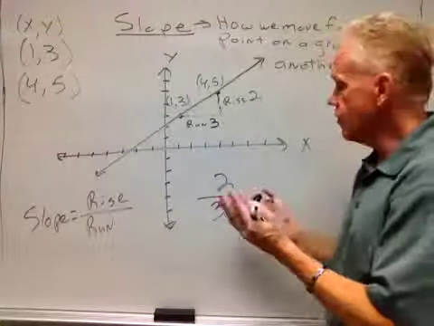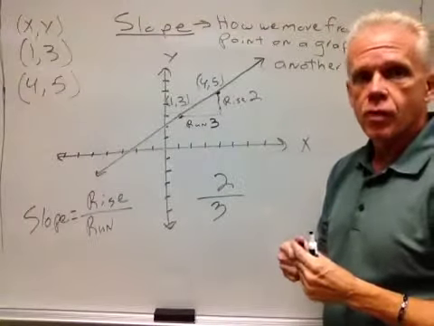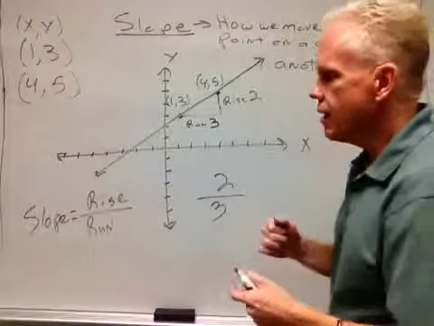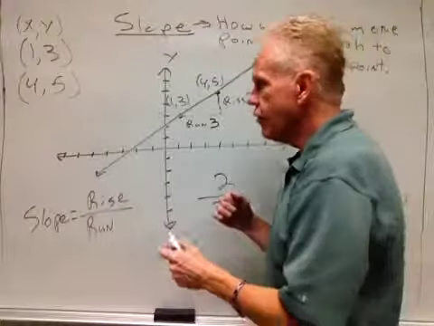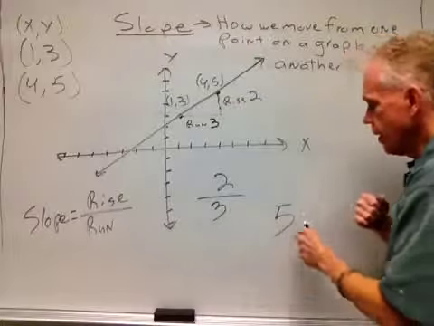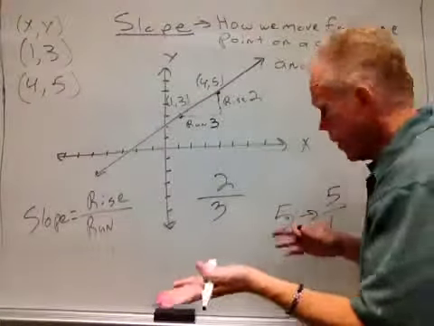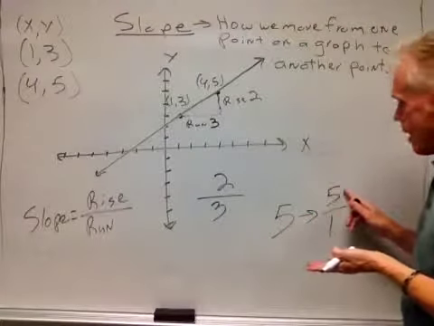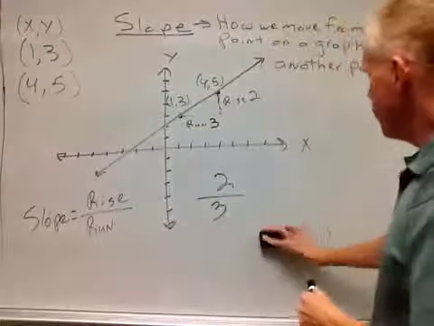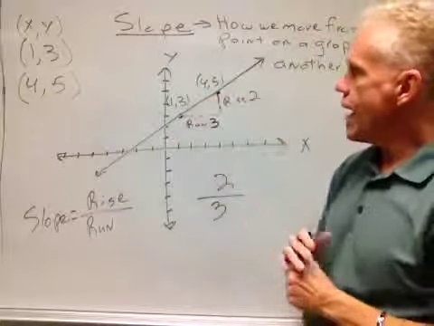And we like to express slope as a fraction. Now, it can be a whole number for sure. We just take the whole number and put it over 1. For example, if we had a line that had a slope, let's say, of 5, then we would write that as 5 over 1 to let us know that the rise is 5 and the run is 1. Okay? So I really like to express slope in terms of a fraction, so you can see what happens here.